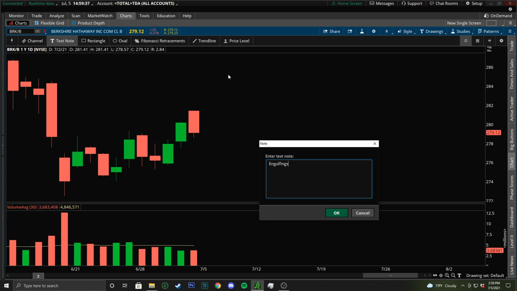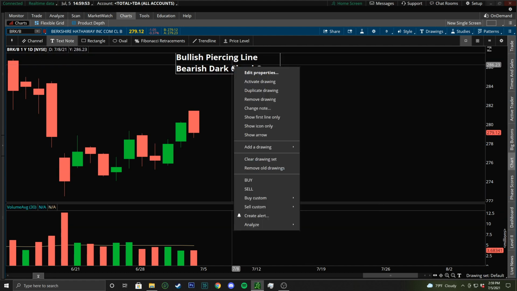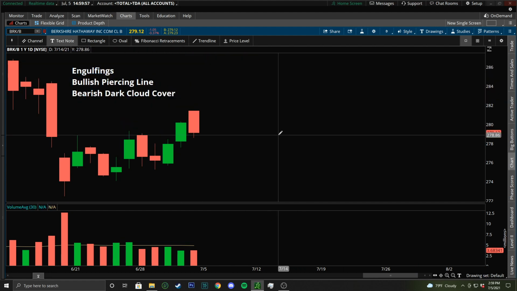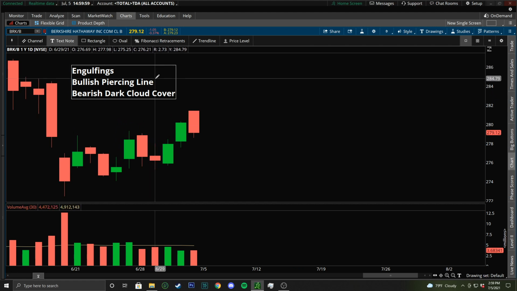So you have your bearish and bullish engulfings, you have your bullish piercing line, and your bearish dark cloud cover. All right, so these are things that I kind of look for whether I like it or not. Whenever I look at this chart, I instantly see a bunch of different patterns.